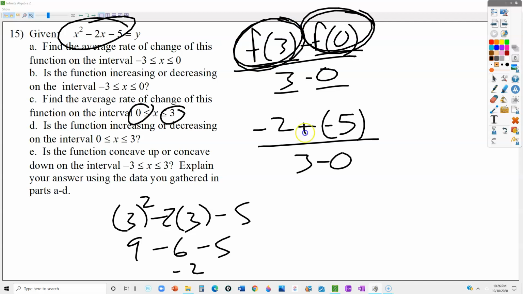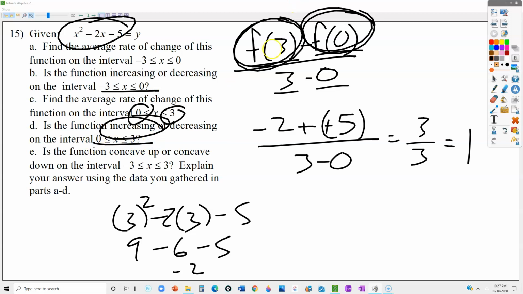All right, now we have double negatives, so that's a positive. Negative 2 plus 5 is 3. The bottom is 3, and therefore we got a slope of 1. And so that's the answer to letter C. Now, is it increasing or decreasing on that interval? Well, now it's a positive slope, right? So now it's increasing on that interval. So the function was decreasing on this interval, but now it's increasing on this interval.